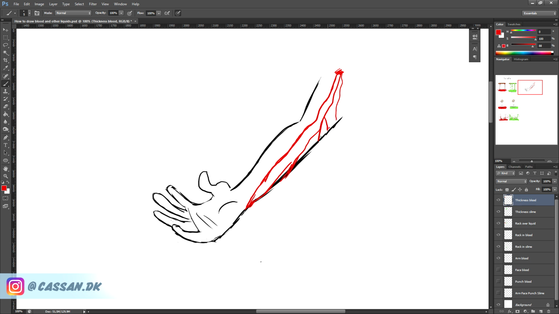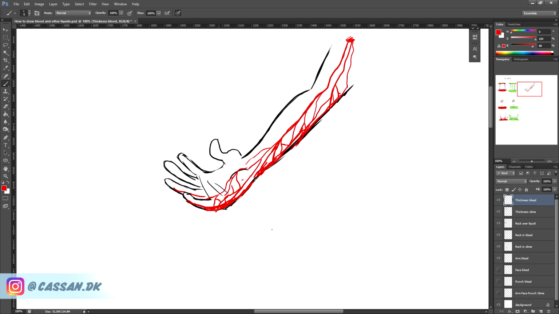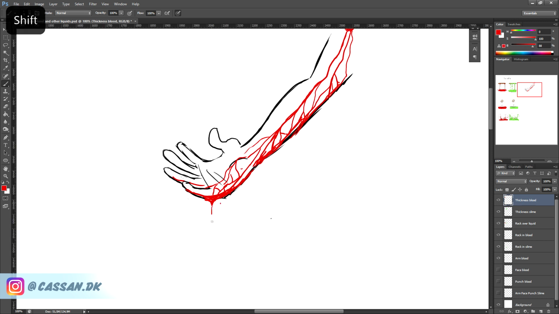Just start filling in a lot of lines that cross each other in different directions, almost like veins. And I just fill it up, and down on the underside of the arm I make the lines a bit more thick, because this is where the blood collects before it starts dripping. And now let's do the drops. Just like we learned earlier, it's gonna be in thin lines and a lot of dripping.